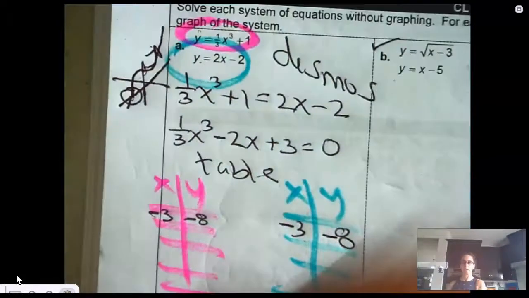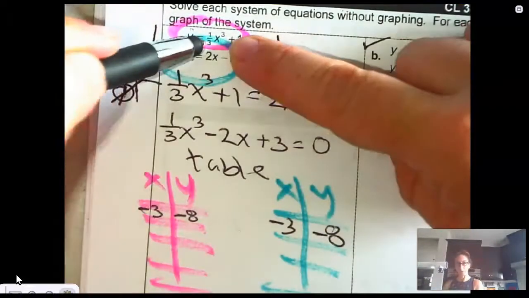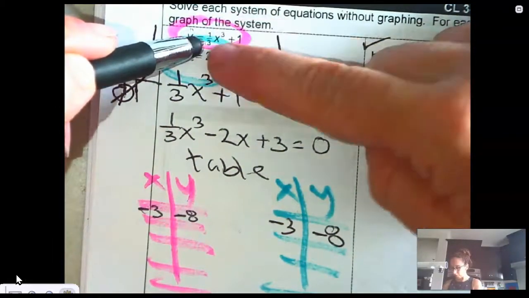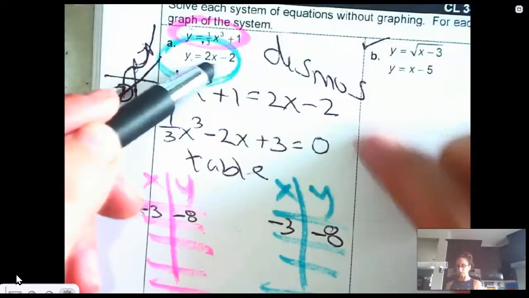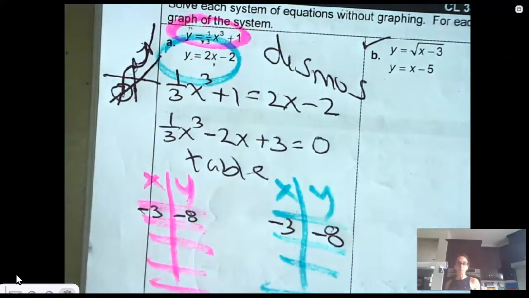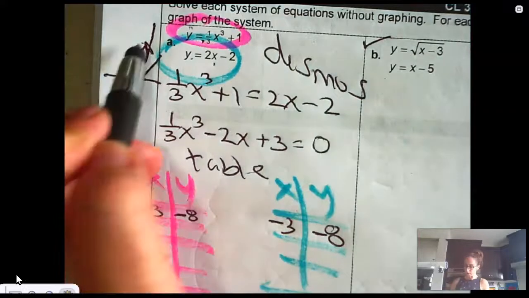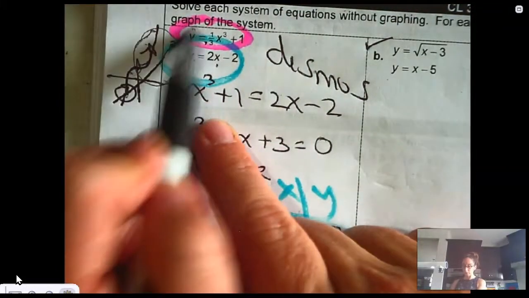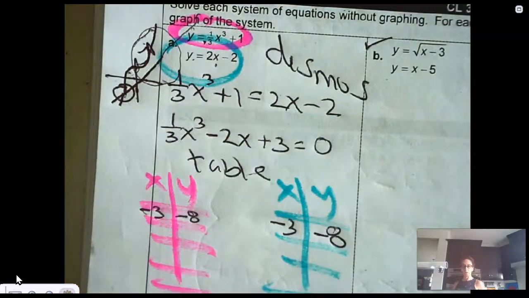Again, the reason, let me zoom in a little bit, the reason that I picked 3 is because there was a 3 on the bottom. I wouldn't pick 2, because 2 cubed is 8. And then 8 over 3 is a fraction. I'm not going to get a fraction for this one. I also know that if it was going to cross in this area, the x value would have to be positive, and it would have to be pretty big, okay?